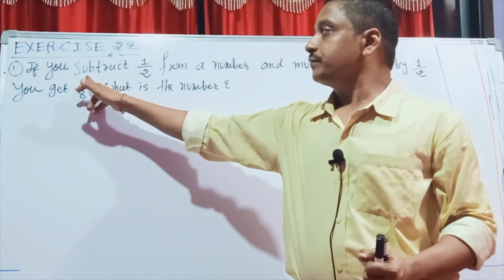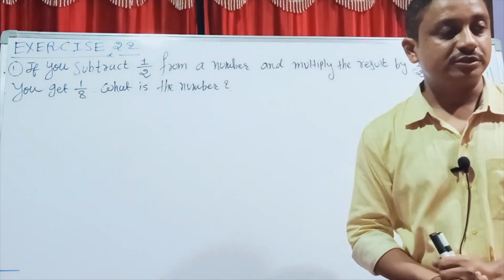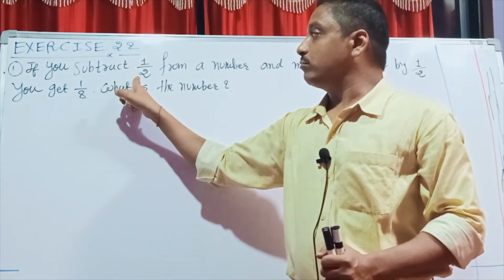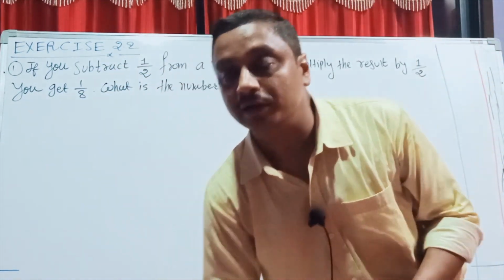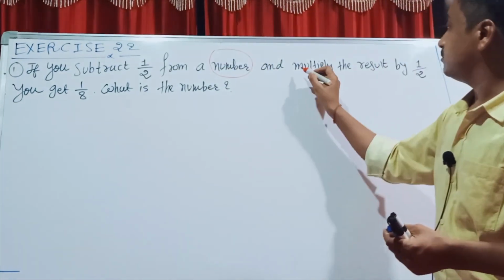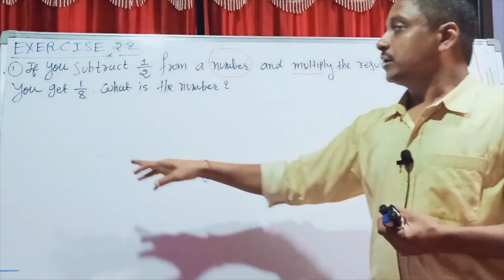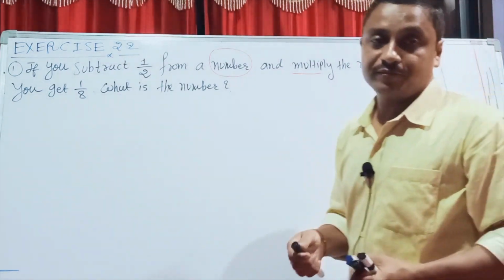Now continue students. Question number 1 for exercise 2.2 from the textbook. The question is there. If you subtract 1 by 2 from a number and multiply the result by half, you get 1 by 8. Then it asks, what is the number?